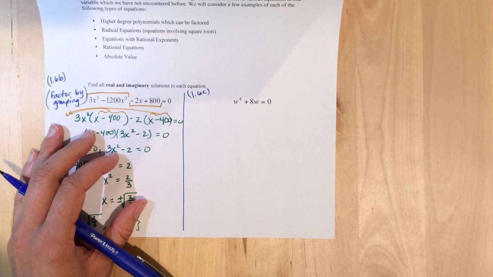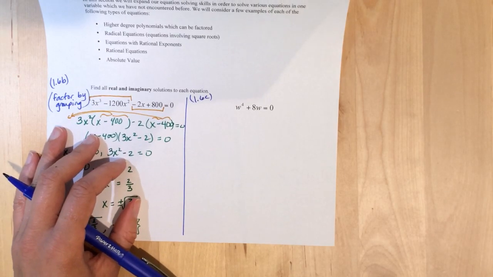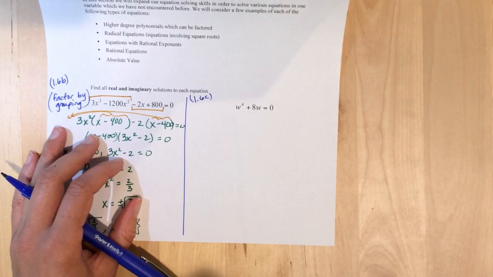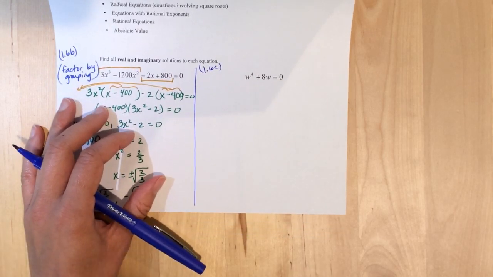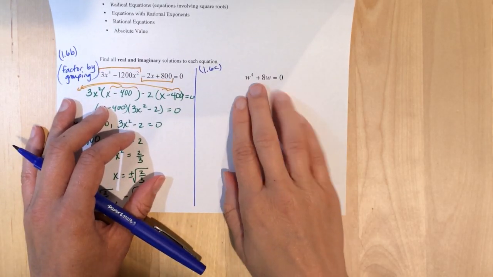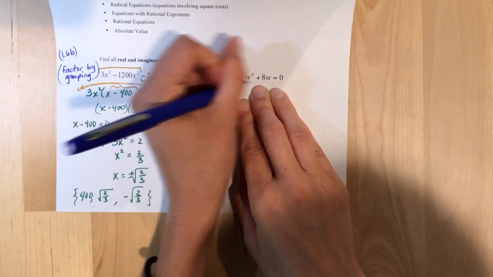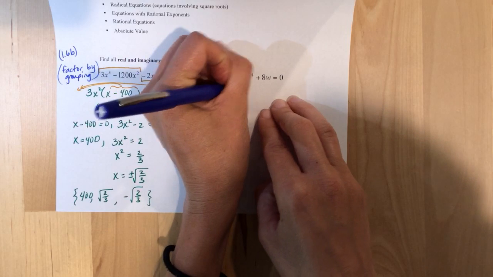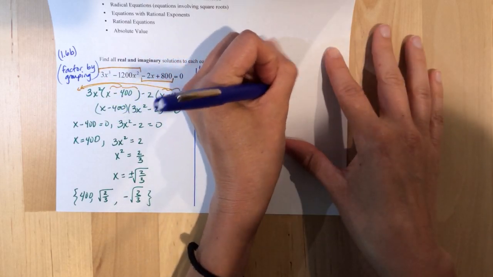Example for w to the fourth plus 8w. So this is still a higher degree polynomial. We talk about, there's a whole section on what the heck a polynomial is. But first we're going to start off by just factoring out everything we have in common in this section, or this term, which would be w. So this is w cubed plus 8 equals 0.